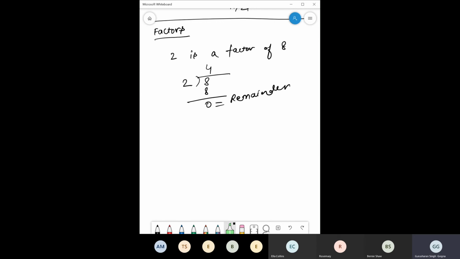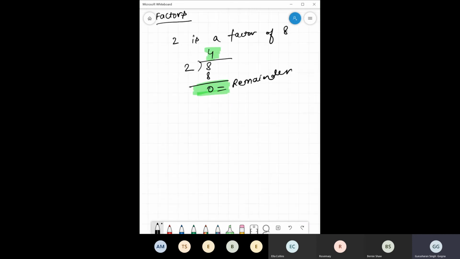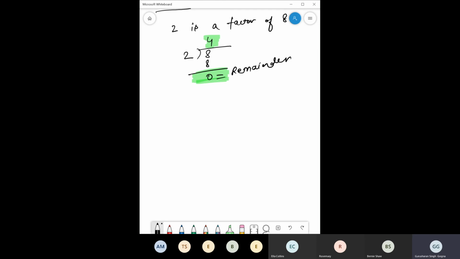And this property is very important, which we will be using later in the algebraic expression. So there are word problems which are based on this. If the remainder is 0 and you get a whole number here, you can call that a factor. Okay, and we already covered multiples.